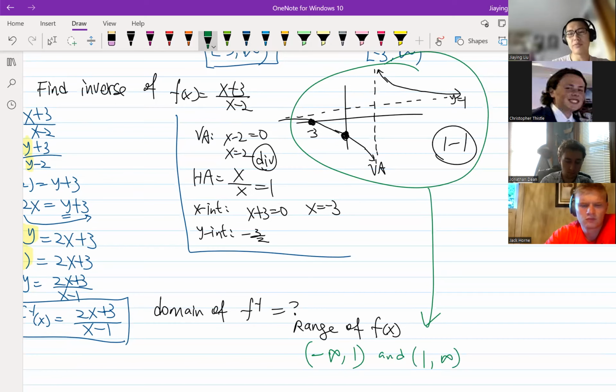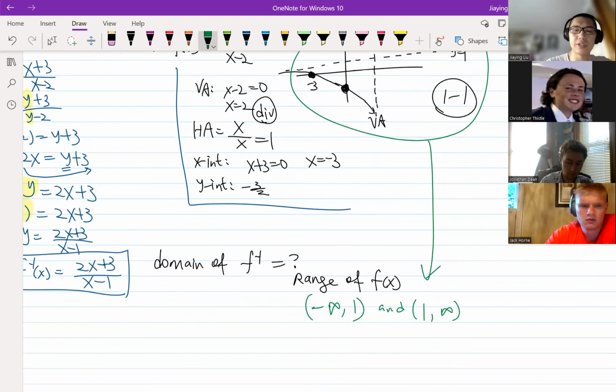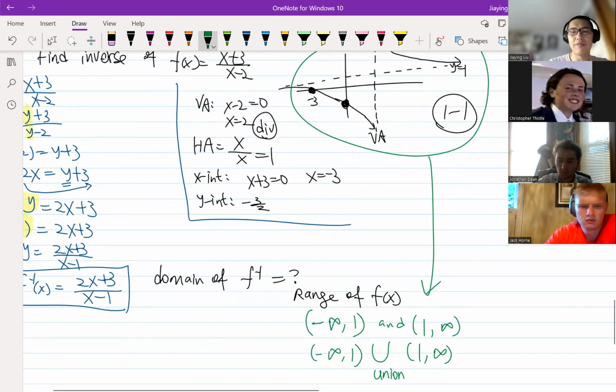So there are two parts. One is from negative infinity to 1, and from 1 to infinity. Another notation, you can just write it from negative infinity to 1 with a union. So this U means a union, of 1 to infinity. So that's the correct set and interval notation. That's the range of f of x.